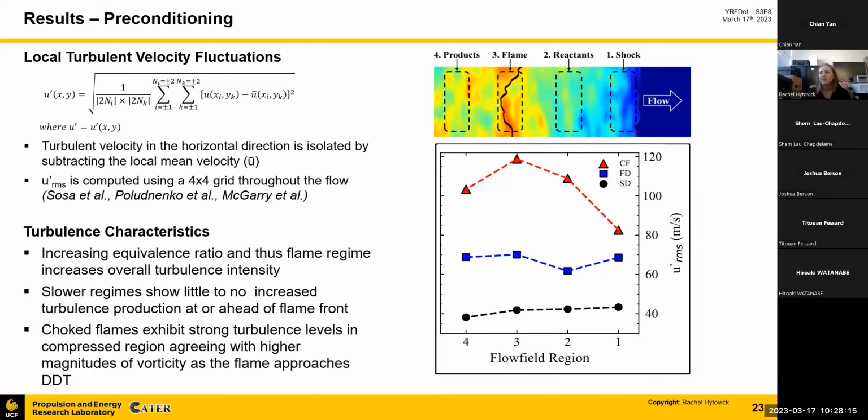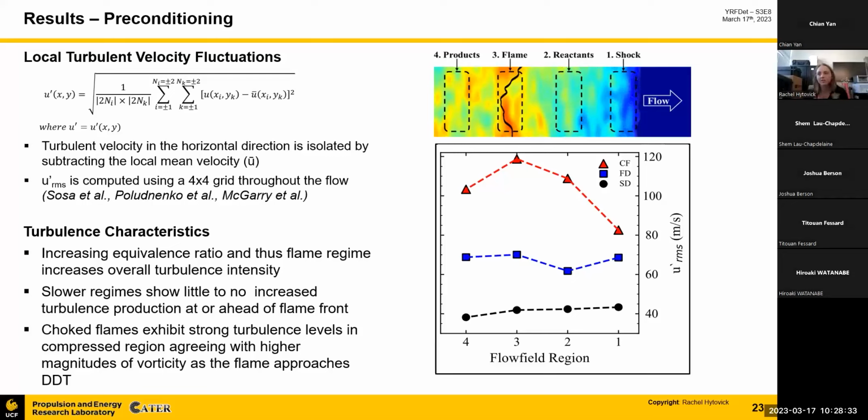And then we have one at the flame. This is taking about 5 pixels or 5 grid counts behind the flame and then 5 grid counts in front of the flame. So we're getting an idea of what's happening right at the flame front. And then in the products, it's just a little bit downstream.